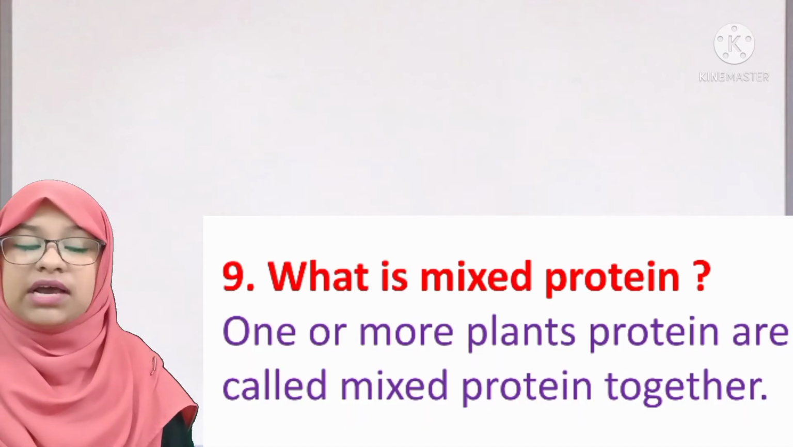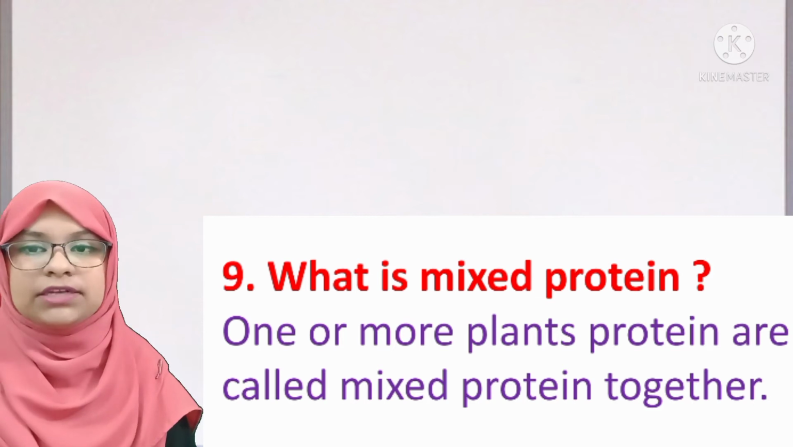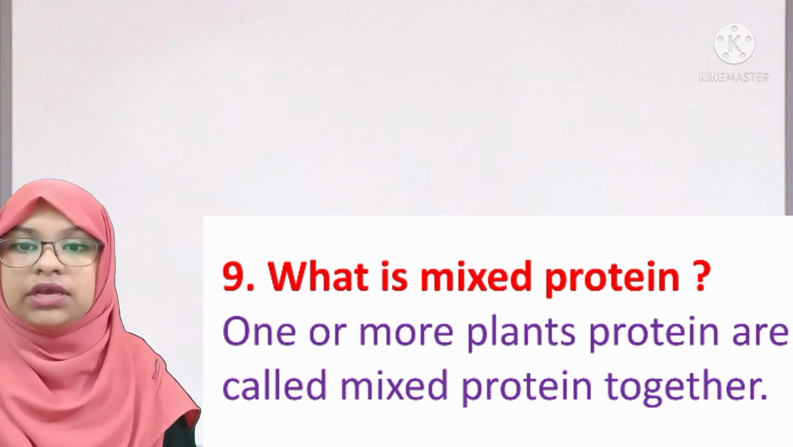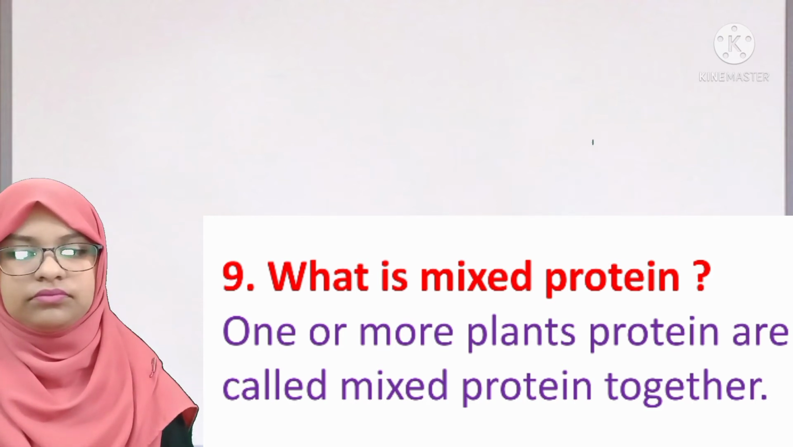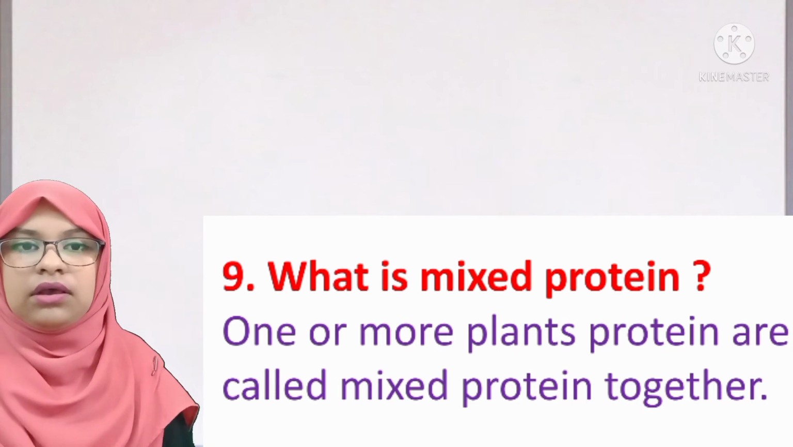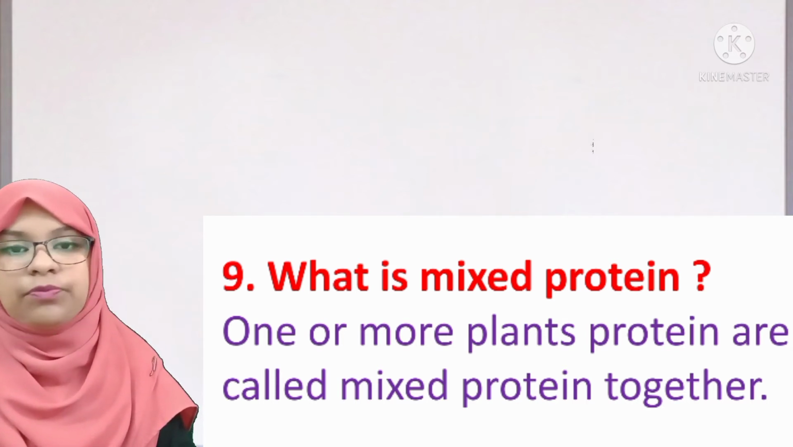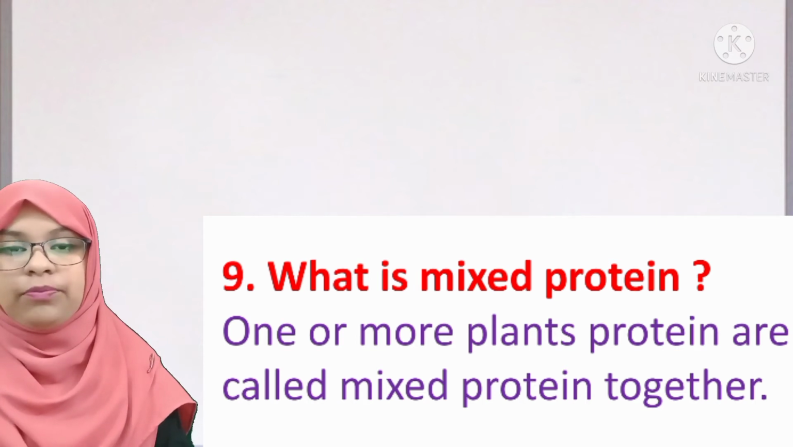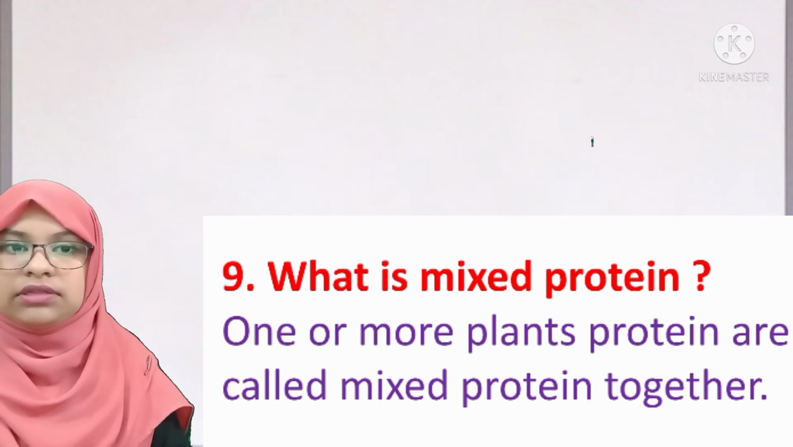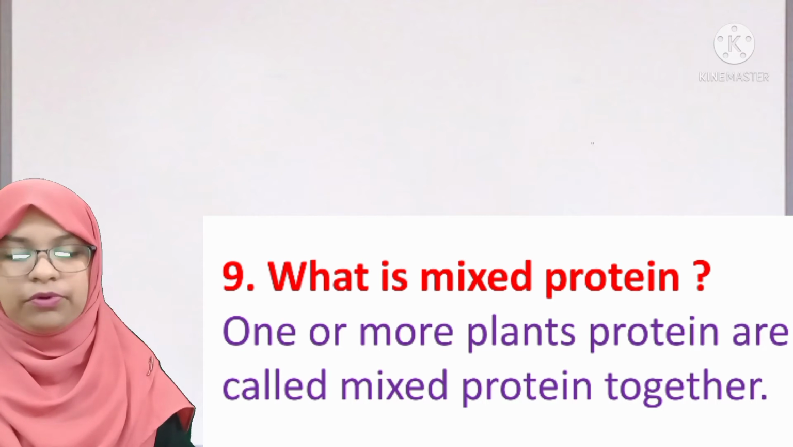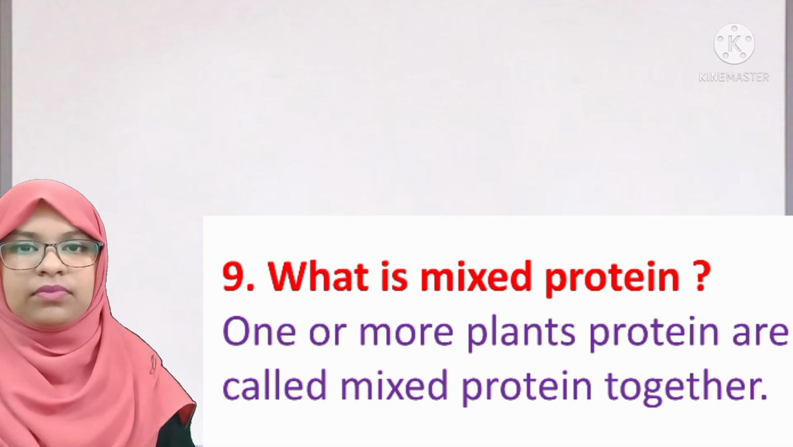What is mixed protein? Our ninth question. One or more plants' proteins together are called mixed protein. Okay, that means mixed protein can be plant protein and animal protein mixed, that is called mixed protein.